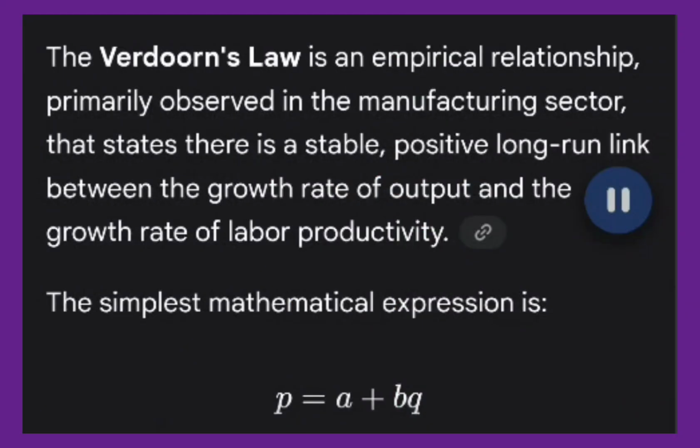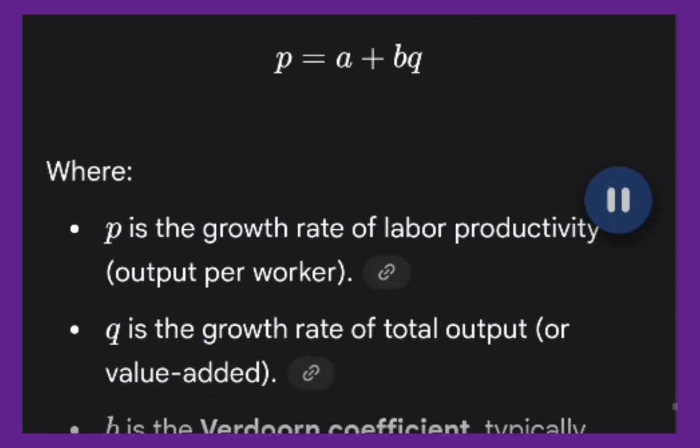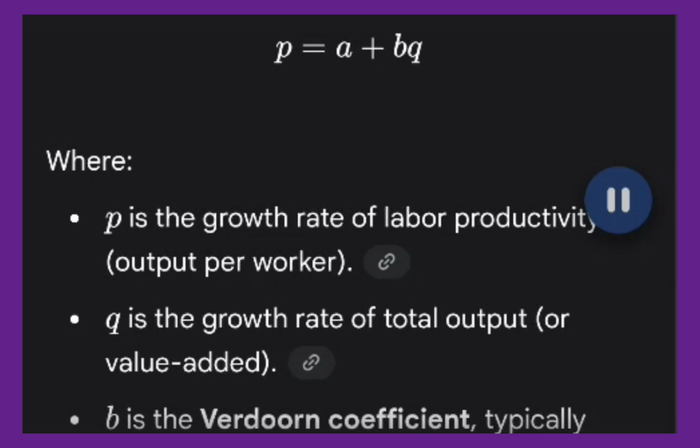...that states there is a stable, positive long-run link between the growth rate of output and the growth rate of labor productivity. The simplest mathematical expression is P = a + bQ, where P is the growth rate of labor productivity, output per worker, Q is the growth rate of total output or value added, and B is the Verdoorn coefficient, typically estimated to be around 0.5.